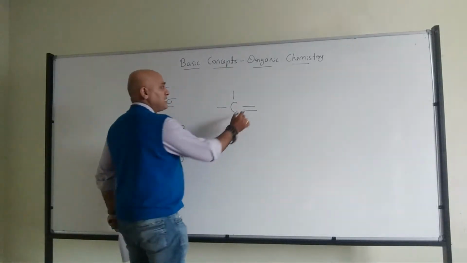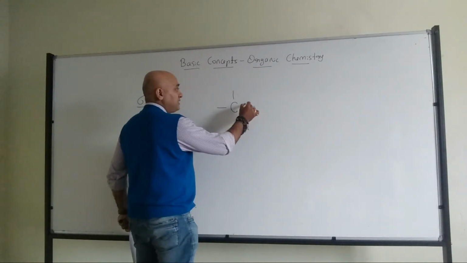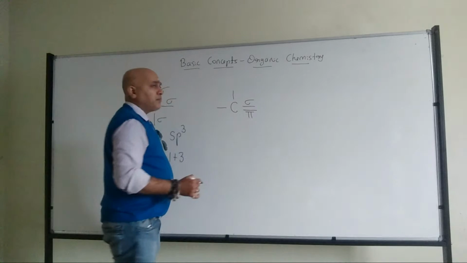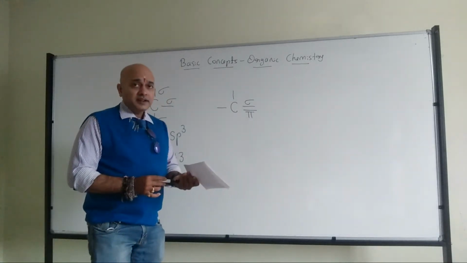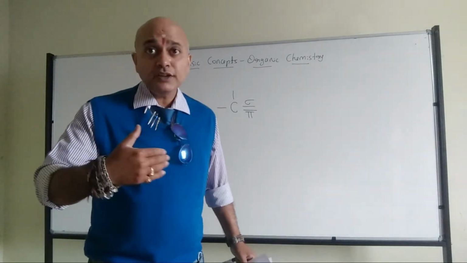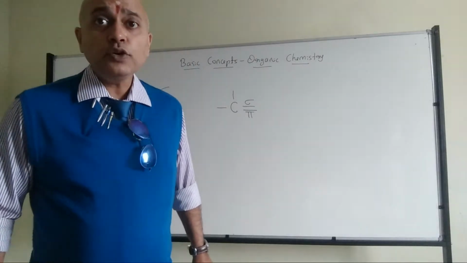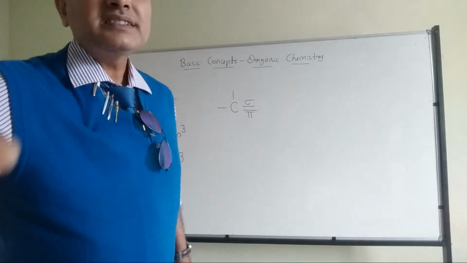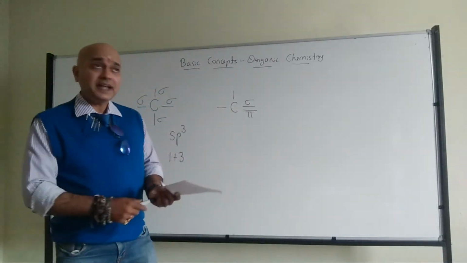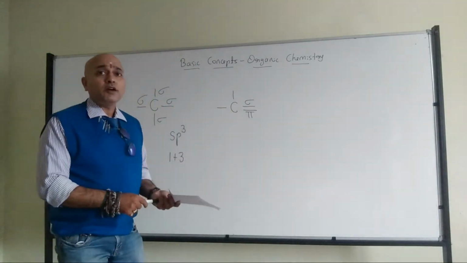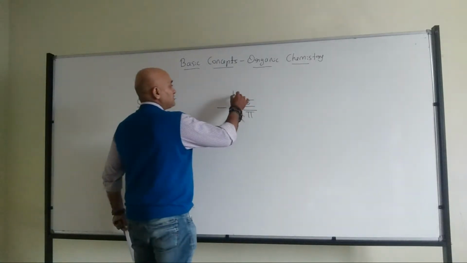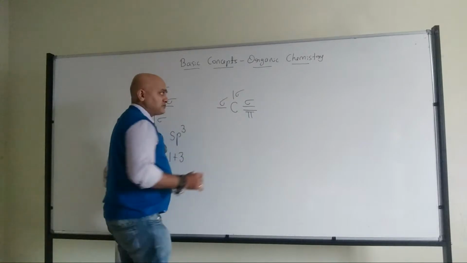Now, whenever a double bond is there, only one will be a sigma bond and the other will be a pi bond. What is a sigma bond? Head-to-head overlapping of the orbitals. What do you mean by a pi bond? Sidewise overlapping. Sidewise overlapping, or pi bonding, we should not consider for hybridization. So this is also a sigma bond, this is also a sigma bond.